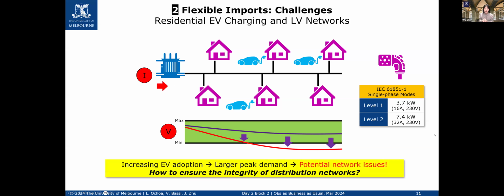So in conclusion, because we are expecting potential network issues, the question comes to us: how do we ensure the integrity of distribution networks?